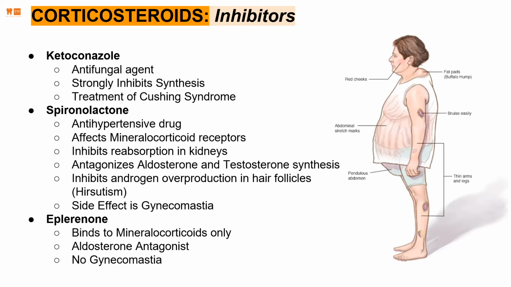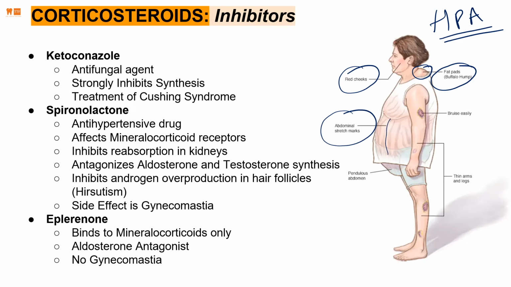Inhibitors, corticosteroid inhibitors. I'm going to take you to this diagram first, you guys. Red cheeks and fat pads known as buffalo hump in the back. You must have seen these in a lot of people, and they have a HPA axis crisis. There's an issue with their hormones, the corticosteroids, cortisol issue in the body. Abdominal stretch marks, they look like this, and they're purple striations. They bruise easily because it's anti-inflammatory as well as immunosuppression. And pendulous abdomen, this is the redeposition of fat just like the buffalo hump back here.